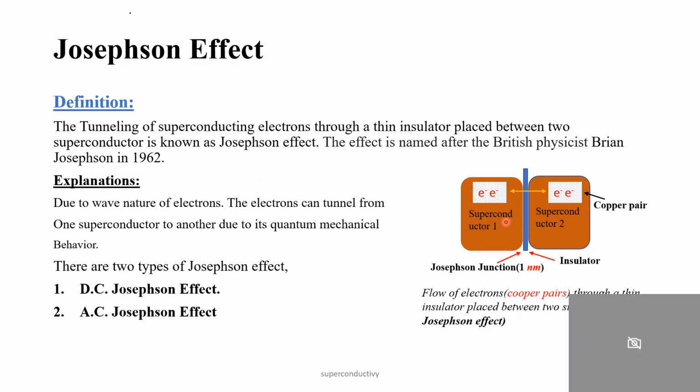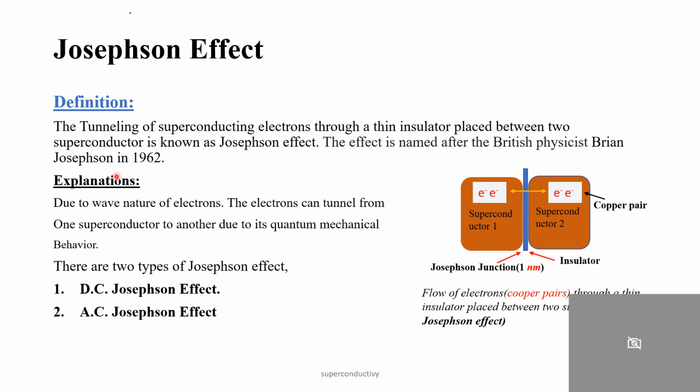In this figure, we see that we have two superconductors, superconductor 1 and superconductor 2, and between these superconductors a thin insulator is placed, where the width of the insulator is of the order of 1 nanometer. This is also called Josephson junction. When this Josephson junction is of the order of 1 nanometer, Cooper pair or electron pair can tunnel from one superconductor to another superconductor. This effect is called the Josephson effect.